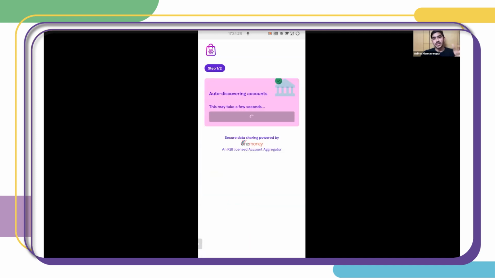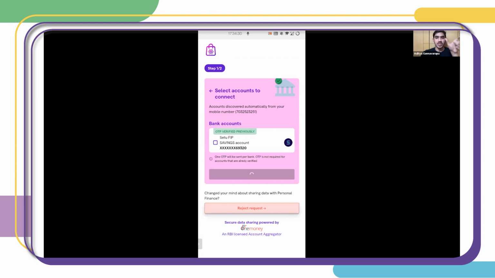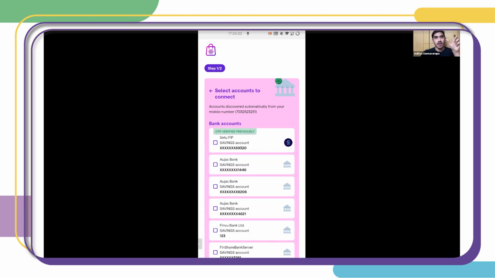So now what is happening is, in the background, based on this particular mobile number, what Setu account aggregator is doing is fetching all the bank accounts. Basically, only bank account data is available in the AA ecosystem now. So it is actually fetching all the bank accounts that I have with certain FIPs, which are part of this ecosystem, across different entities.